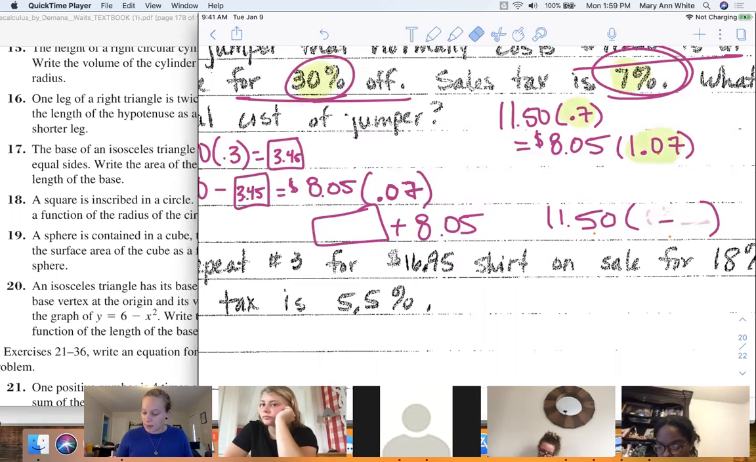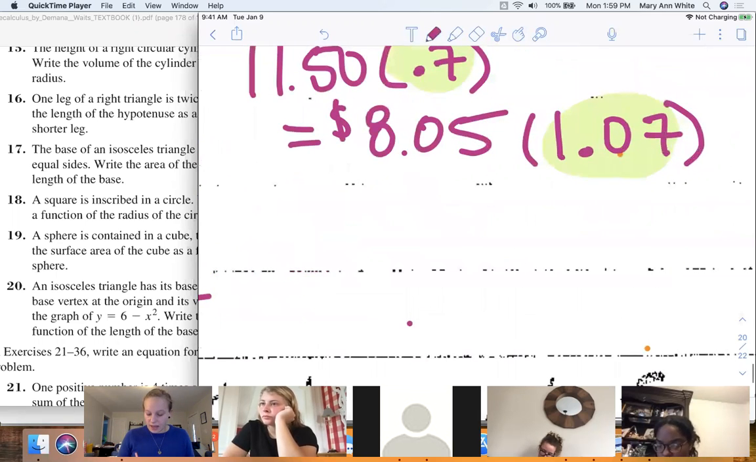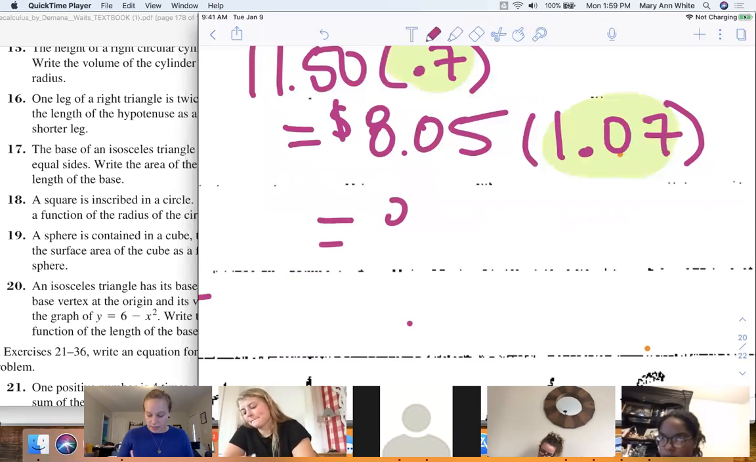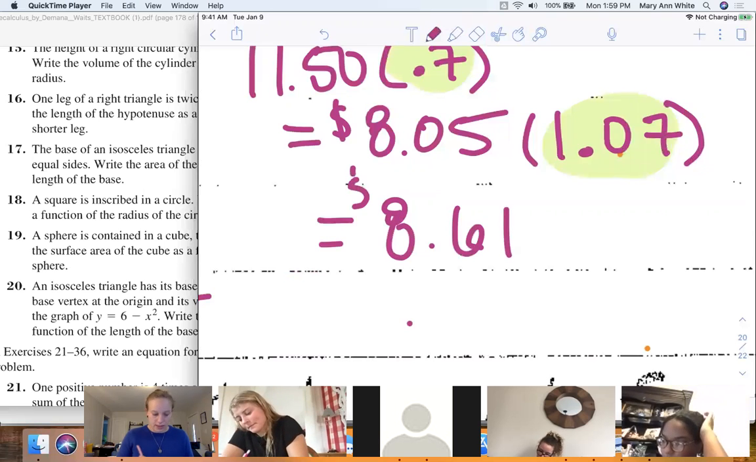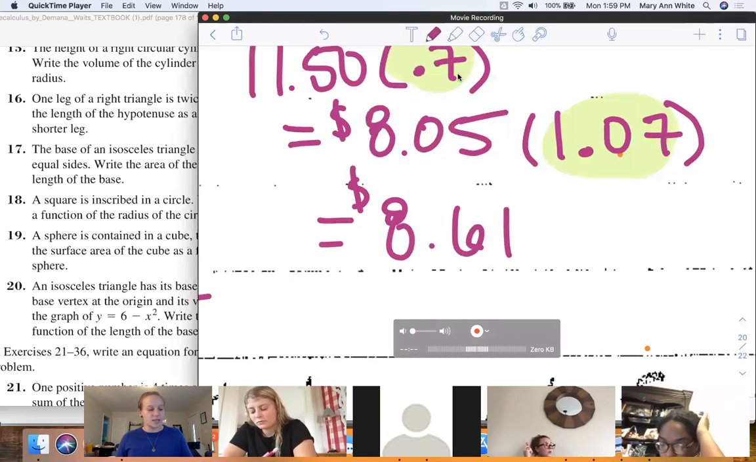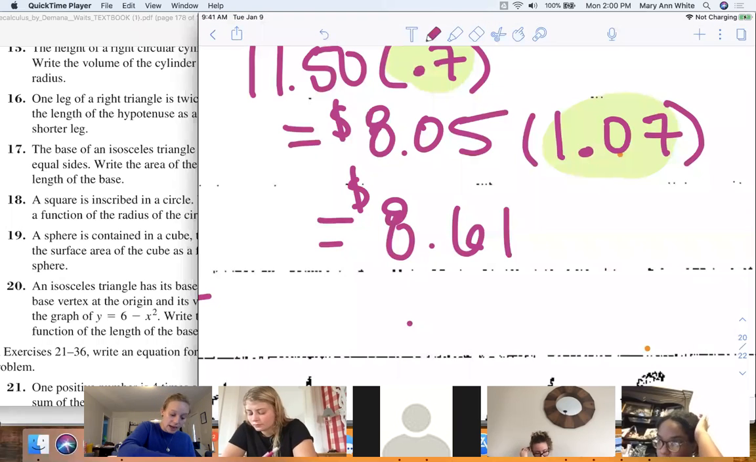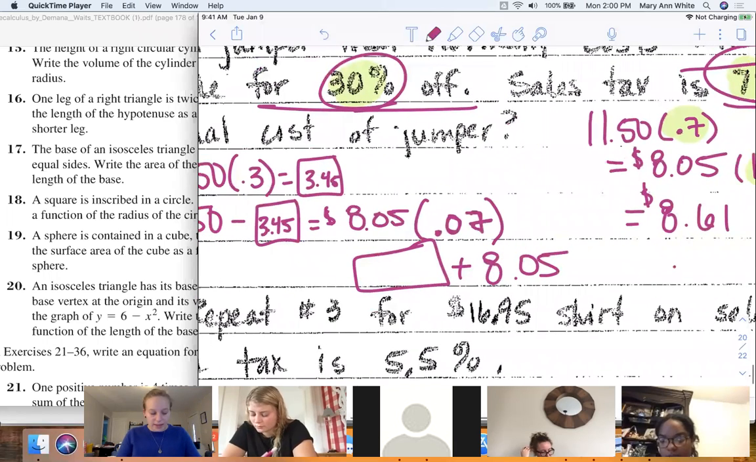So that's why I have that plus. Either way you do it, you're going to get the same answer. So if I did 8.05 times 1.07, I get 8.61. You can't see because I'm doing it on my calculator, but I'm not rounding on that one because I don't want to go above anything crazy. It's 0.613, and that doesn't affect my rounding at all. If I did it the other way, I'd get the exact same answer.